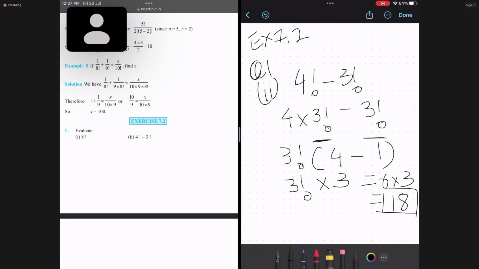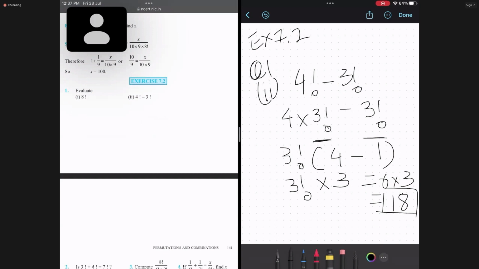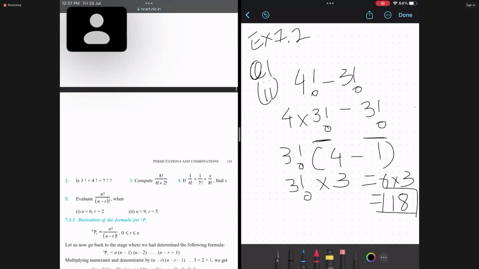There you have it, folks. It is evaluated. And this practice is going to make your life much easier, rather than first calculating 4 factorial and then calculating 3 factorial and taking out the difference. You could just take 3 factorial out common from both the operands, and your life will be much simpler. Moving on to the second question.